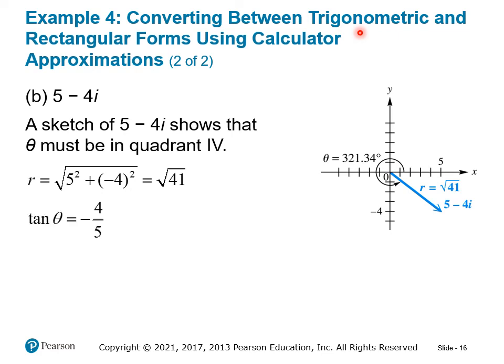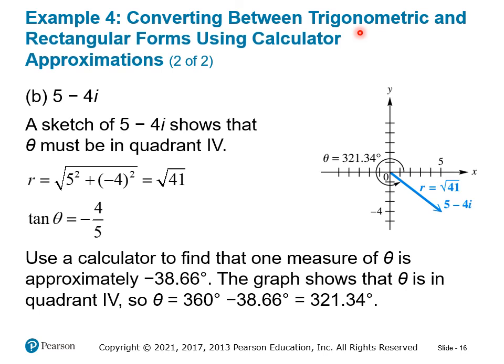Now we have to find theta, which is the tangent of theta equals negative 4 over 5. And if we use our calculator, we find that the measure of theta is approximately negative 38.66. Okay, that's this angle here between the x-axis and the vector. But remember, we measure angles in a counterclockwise direction from the x-axis, so we have to subtract this number from 360 to find the angle, which is 321.34.